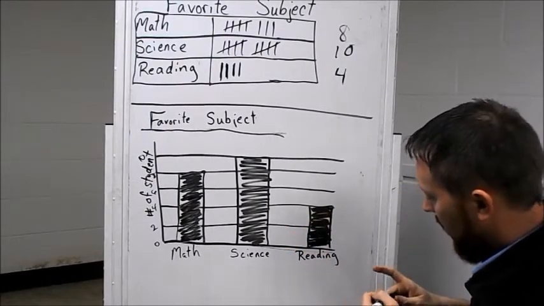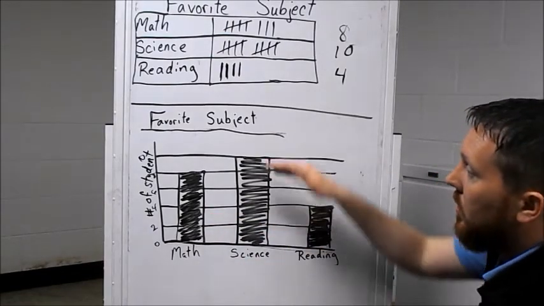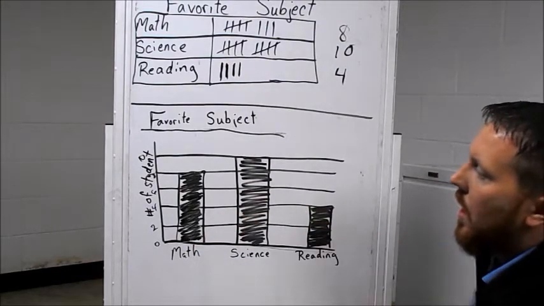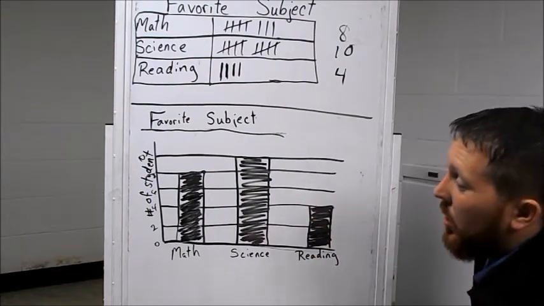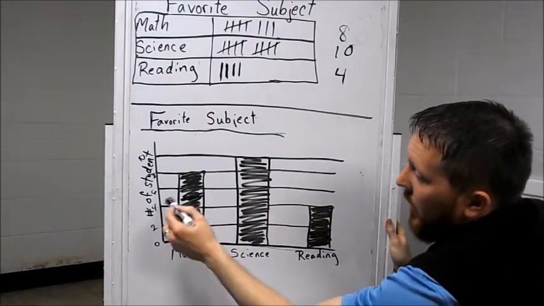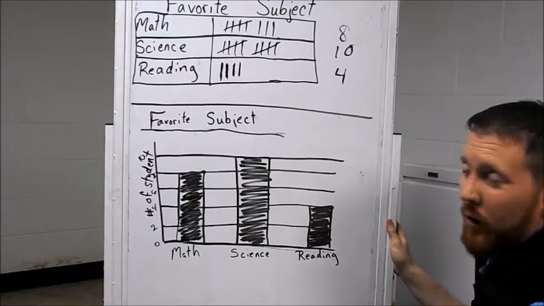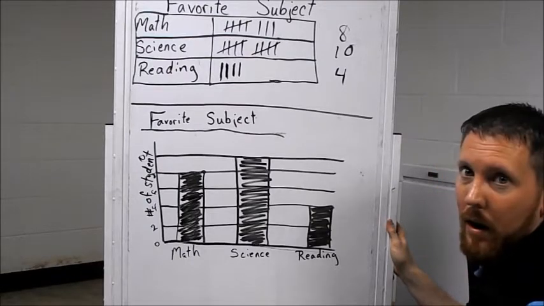And you can easily look at your data based off of your bar graph. You can tell science is still the favorite, reading was the least favorite, and math was right there at 8. Again, I could have put lines in between each 2 and counted by 1s, but for time purposes and for quickness, I decided to go ahead and just count by 2s.